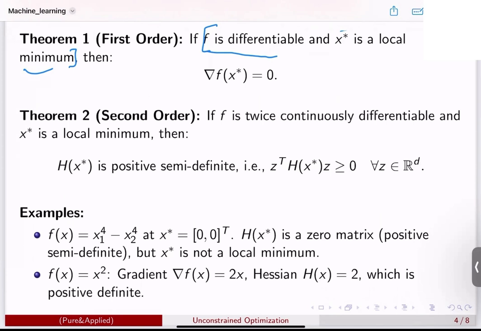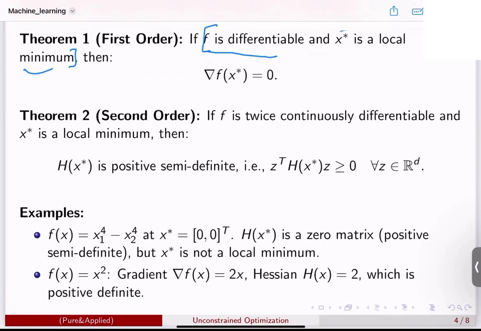If you remember from the second derivative test in Calc 1, we used to say that if we have a function that's nice, twice differentiable, continuously differentiable, and we know that a point is a critical point, and the second derivative at that point is positive, then we know that that point is a local min, right? So this is what we know from Calc 1.